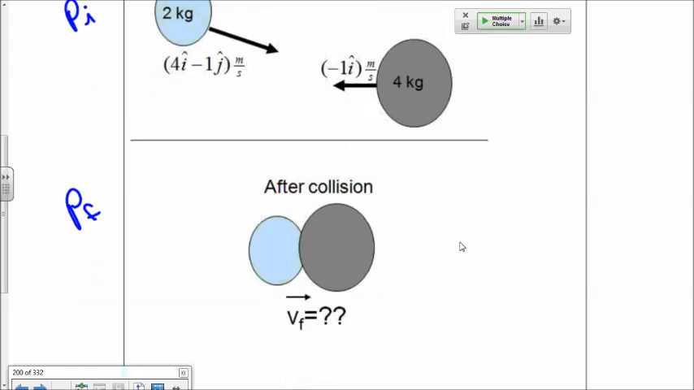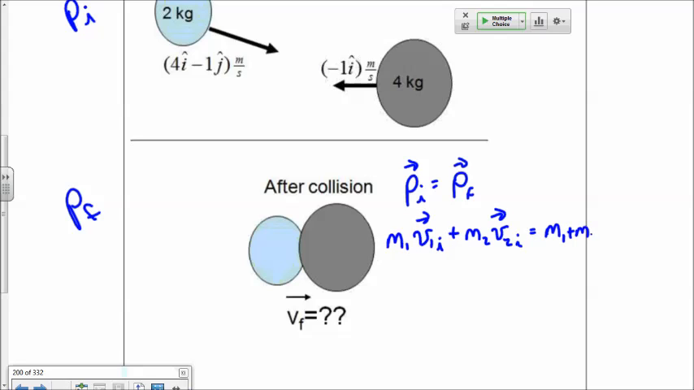I'm going to start working it out here as well. Remember, when you're working these, you keep your I and your J separate, and then you'll solve for a VF I component and a VF J component in the X and Y directions.